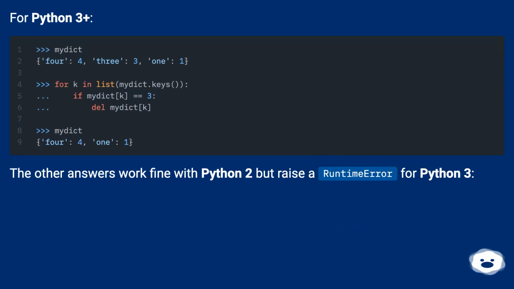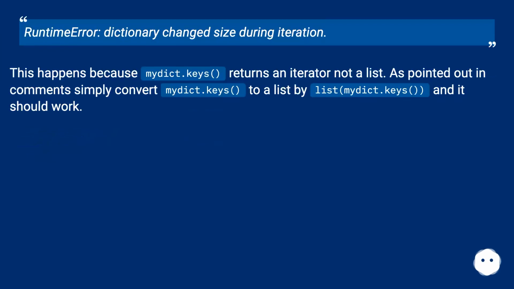For Python 3+. The other answers work fine with Python 2 but raise a runtime error for Python 3. Runtime error: dictionary changed size during iteration. This happens because midic.keys returns an iterator, not a list. As pointed out in comments, simply convert midic.keys to a list by list(midic.keys()), and it should work.